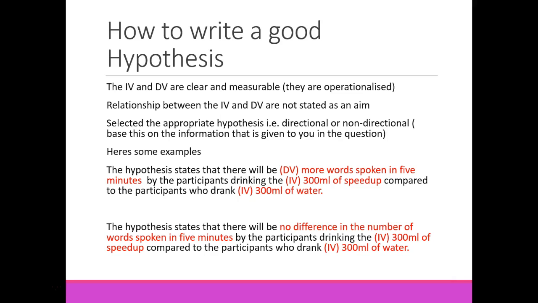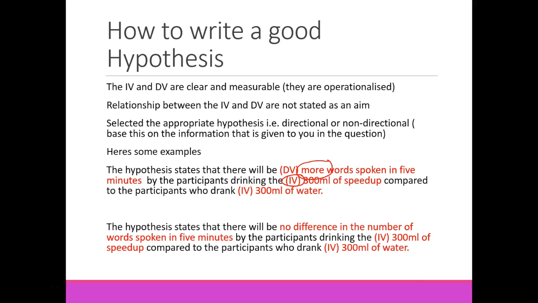So, here's some examples. The hypothesis states that there will be more words spoken in 5 minutes by the participants drinking the 300 ml of Speed Up compared to the participants who drank 300 ml of water. So this is a directional hypothesis because we're looking at the word more. I've got my DV. It's clear that the DV is words spoken in 5 minutes. And then I've got my IV. And that again is fully operationalised, 300 ml of Speed Up.